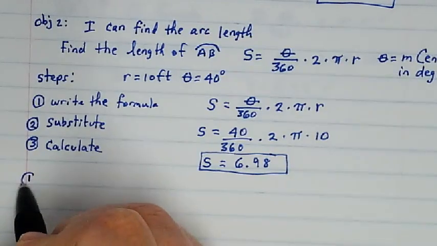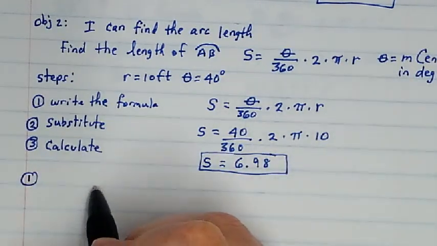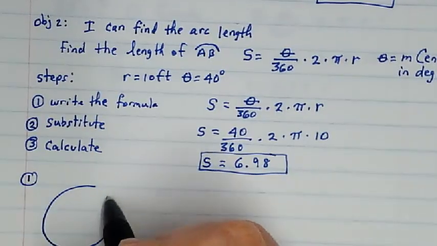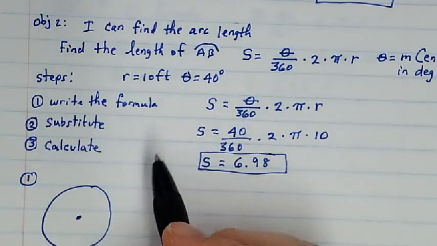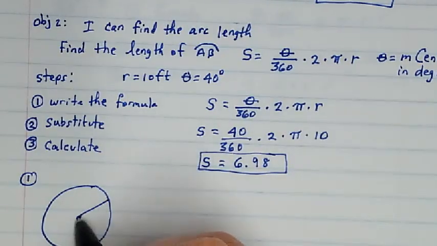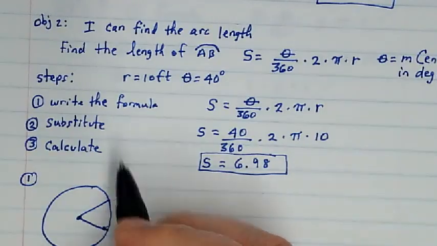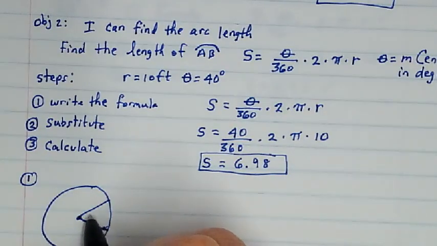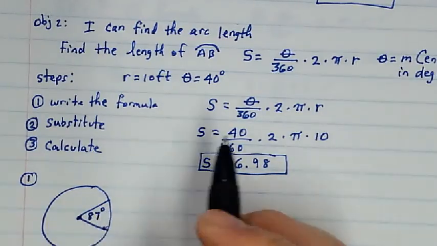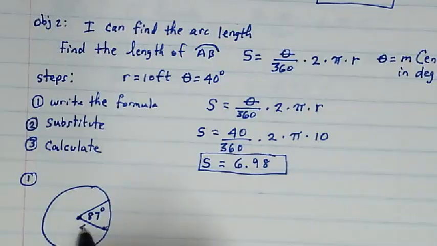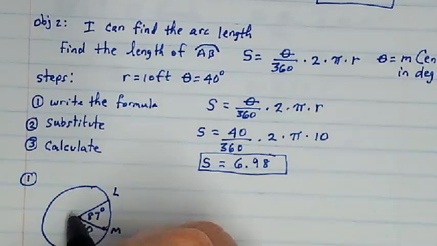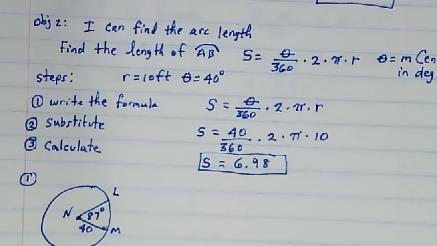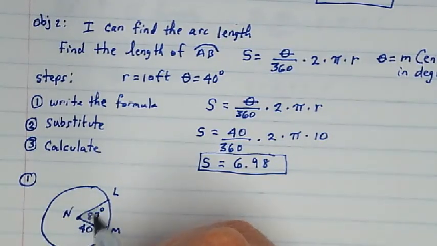On the paper, they gave you a circle. They put the center of the circle. They drew two radii. The central angle was 87 degrees, and the radius was 40. We called that point L, we called that point M, we called that point N. And we were asked to find the arc length and the area of the shaded region. So I'm shading in the region, which happens to be the sector.